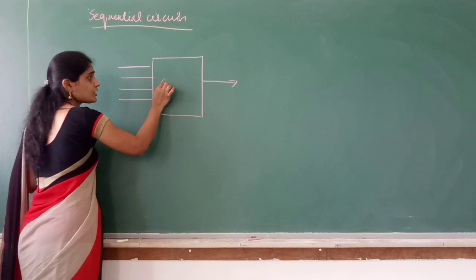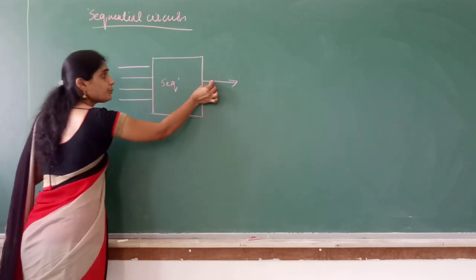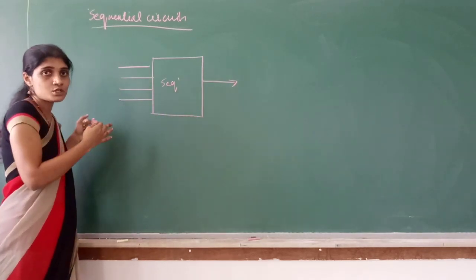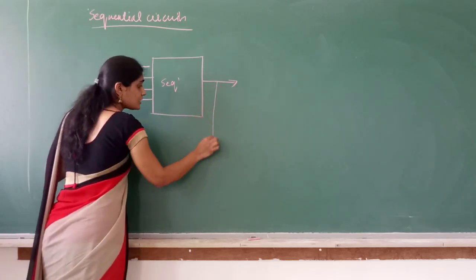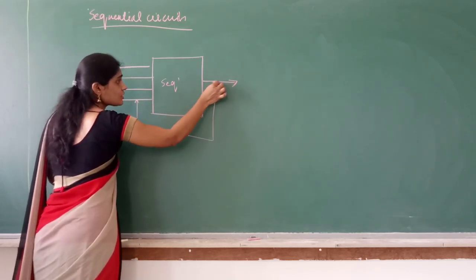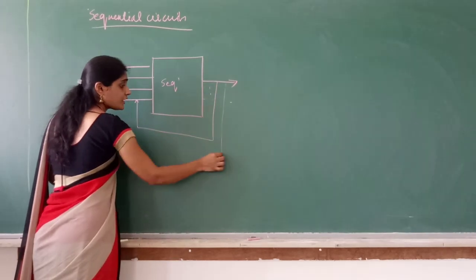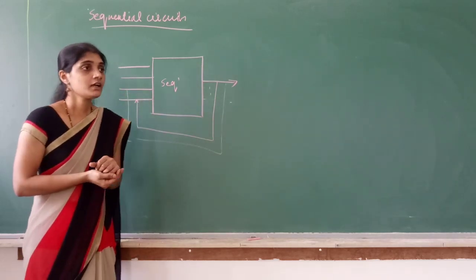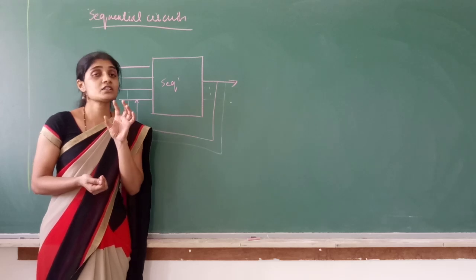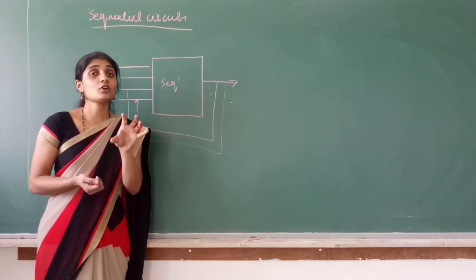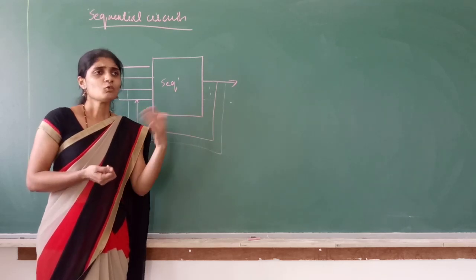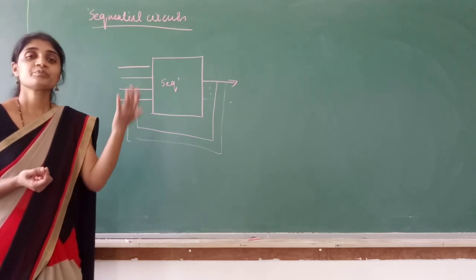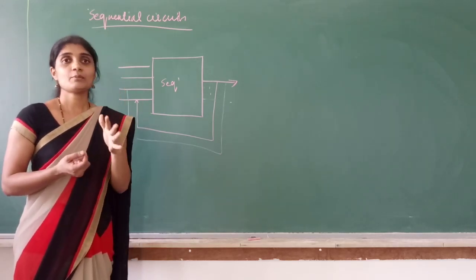Whereas in a sequential circuit, the output does not depend only on the present state of the input, it also depends on the past history of the inputs. So we will have a feedback for sequential circuits. Let me repeat, in a sequential circuit, the output doesn't depend only on the present state of the input. It also depends on the past history of the inputs. What is that past history? How exactly are equations written? How exactly are sequential circuits designed? That is what modules 3 and 4 are about.